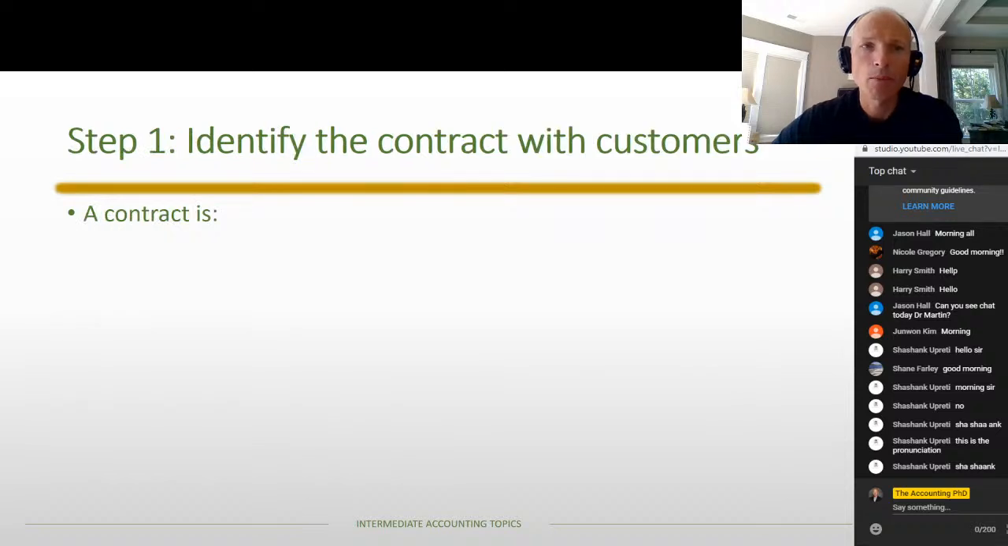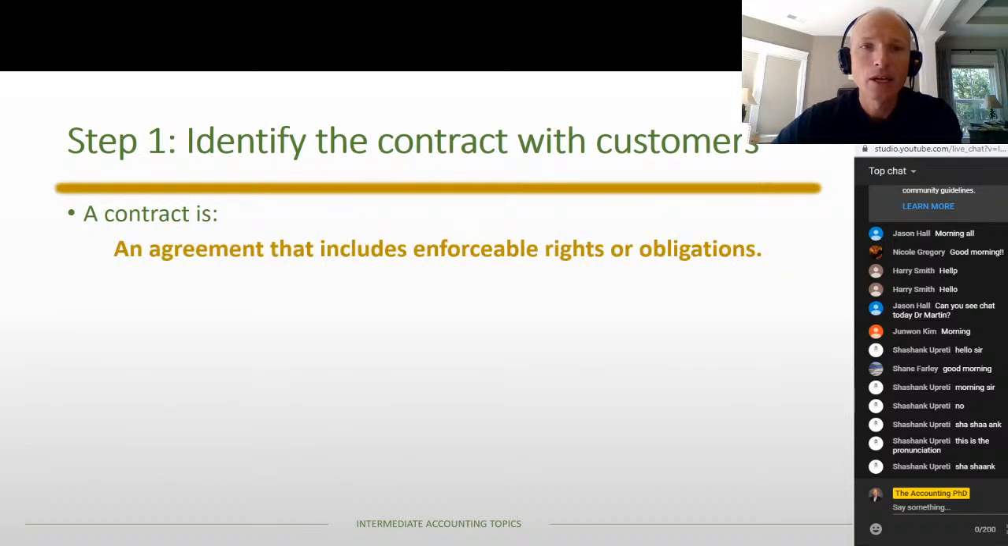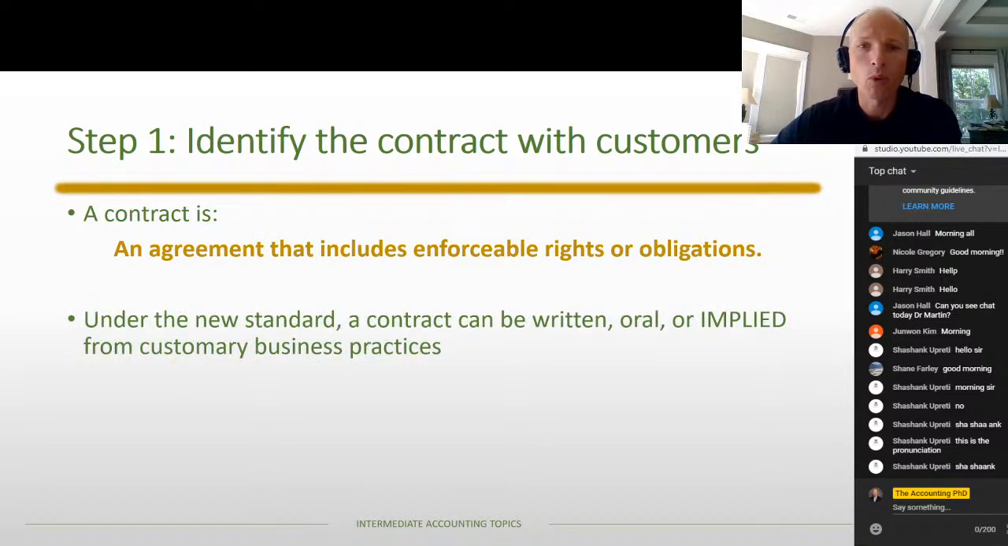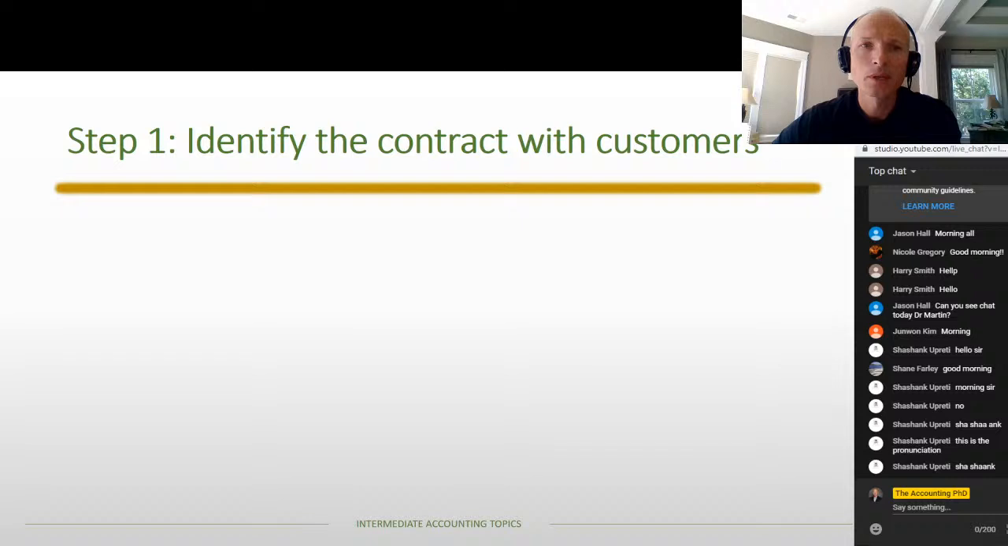All right, so step 1, identify the contract with customers. A contract is an agreement that includes enforceable rights or obligations. Under the new standard, it's important to note that a contract can be written, it can be oral, or it can even be implied from customary business practices. I would say the preference is for a written contract, but it does not have to be written. Like I said, it can be oral, or it also can be implied.